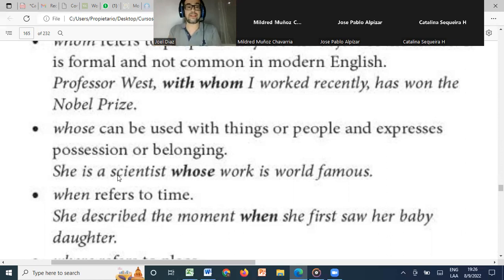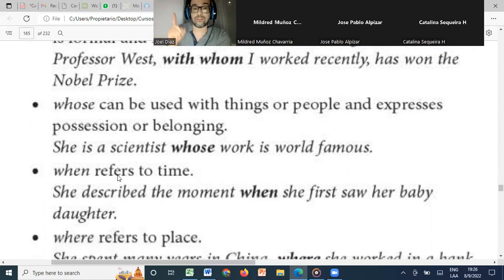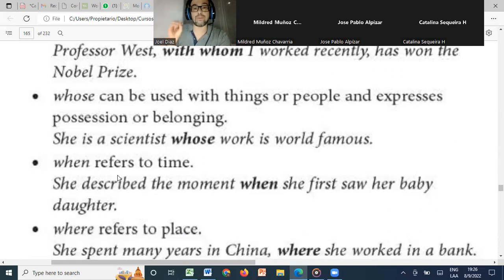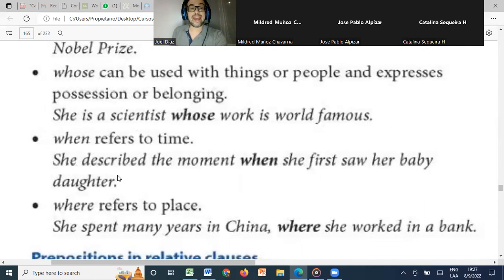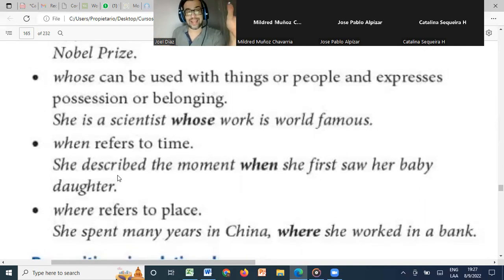Okay. Now, very easy. When refers to time. She described the moment when she first saw her baby dog. And where refers to place, right? She spent many years in China, where she worked.